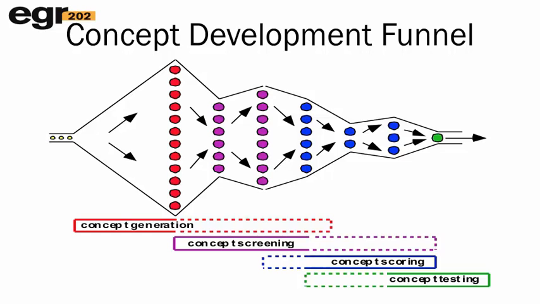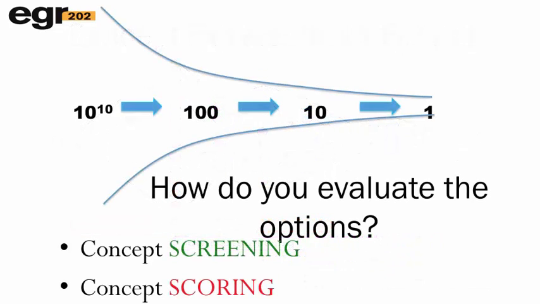And then concept screening, which we're going to talk about in this talk, is going to reduce it down to a smaller number. And then concept scoring, which is blue in this case, is going to reduce it down even to a smaller number. And then when you do concept testing and prototyping, you'll actually pick the best of maybe 3 designs or 2 designs, or maybe even from 1 design.